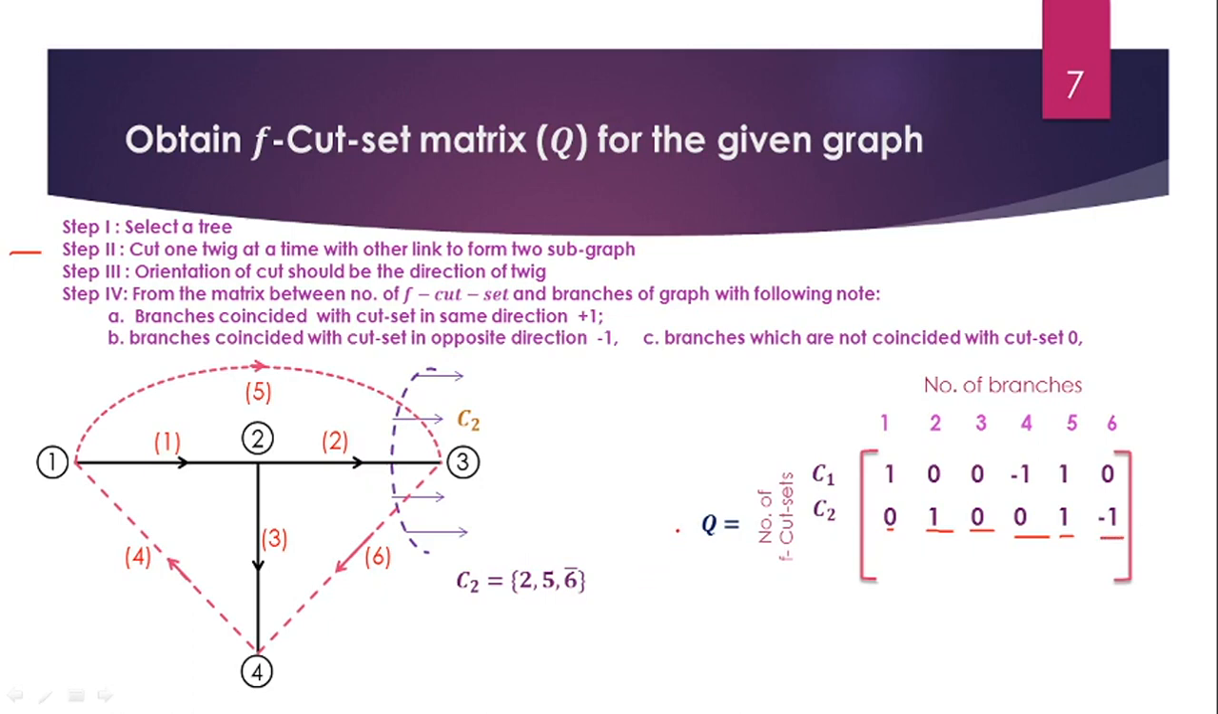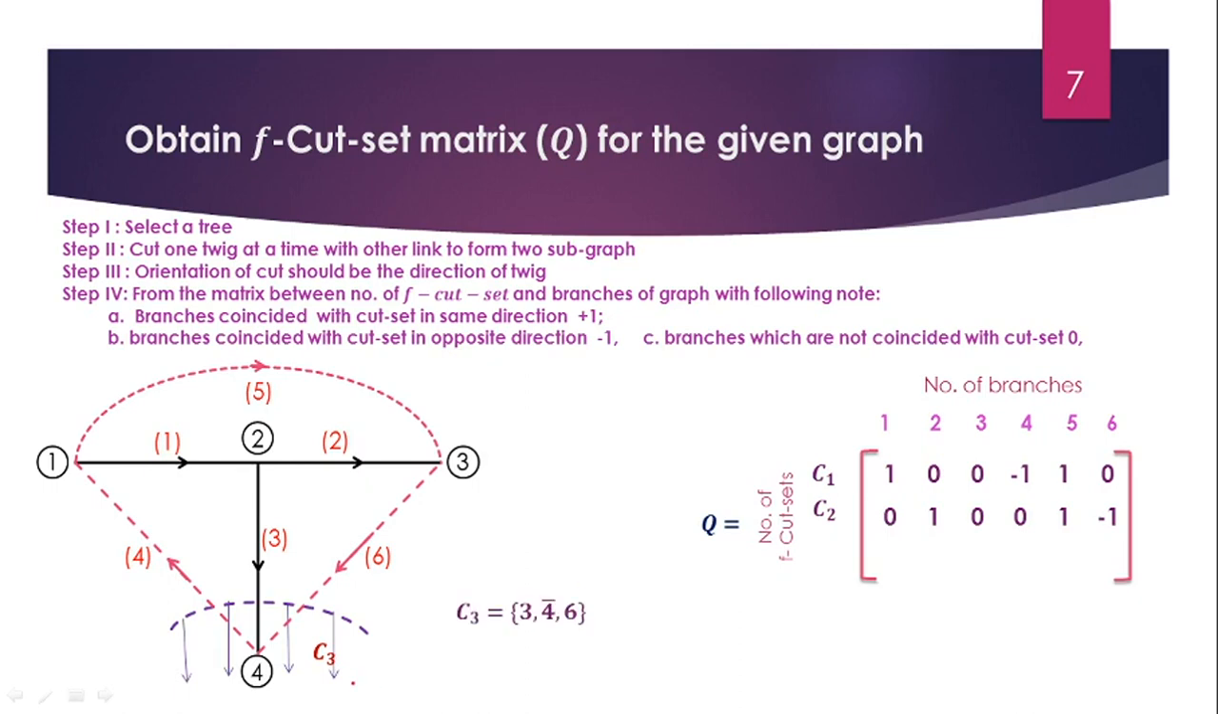And here the last cut possible is C3, where C3 cuts twig 3 and the cut set is 3, 4, 6. The orientation of this cut is the same as the orientation of twig 3. The branches cut here are 3, 4, 6. So the matrix elements for C3 are 0 for branch 1, as branch 1 is not going to cut. Branch 2 is not going to cut. Branch 3 and the cut set have the same direction, so it is 1. Branch 4 is going away from node 4, so -1.